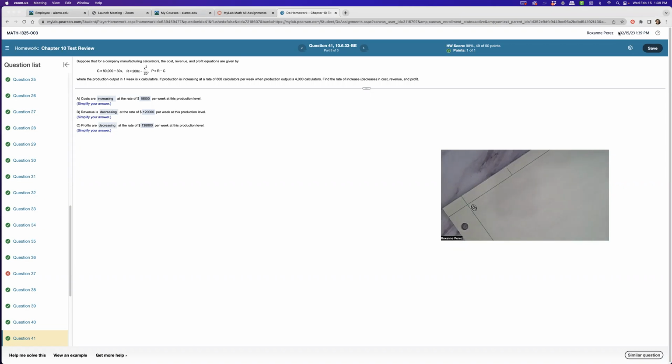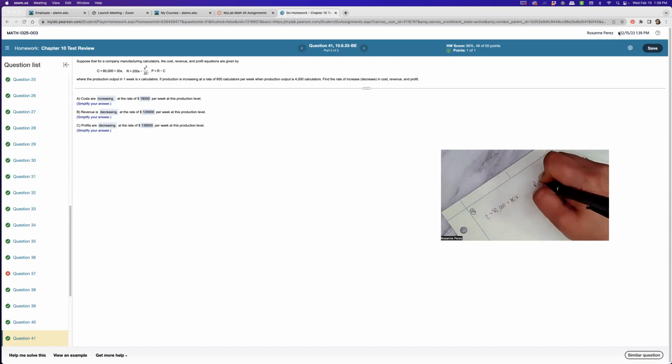Okay, suppose that for a company manufacturing calculators, the cost, revenue, and profit equations are given by the cost function equal to 80,000 plus 30x and the revenue function 200x minus x squared divided by 20, where the production output in 1 week is x calculators. If production is increasing at a rate of 600 calculators per week, when production output is 4,000 calculators, find the rate of increase or decrease in cost, revenue, and profit.